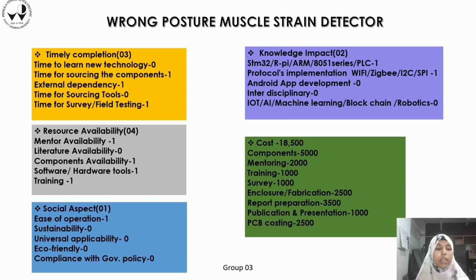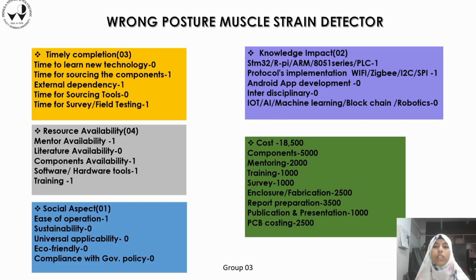And sustainability, we have given it 0 because it's sustainable. Universal applicability, it's limited to some areas, so we have given it 0. And eco-friendly, it doesn't harm nature in any way, so we have given it 0. Compliance with government policy, it doesn't require any compliance with government policy, so we have given it 0.